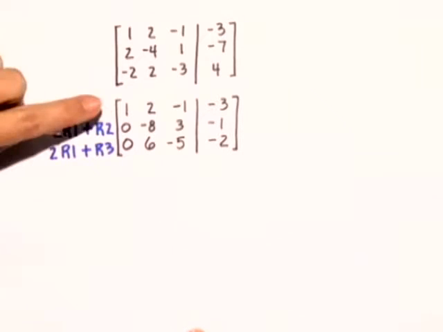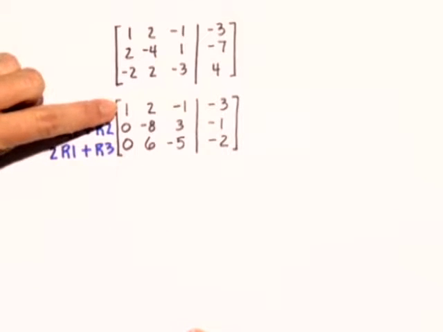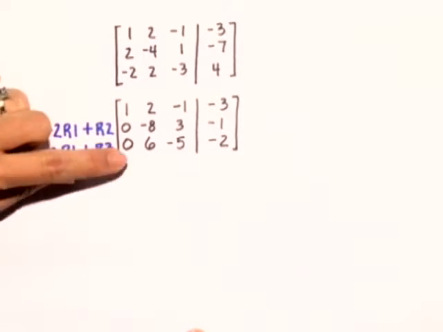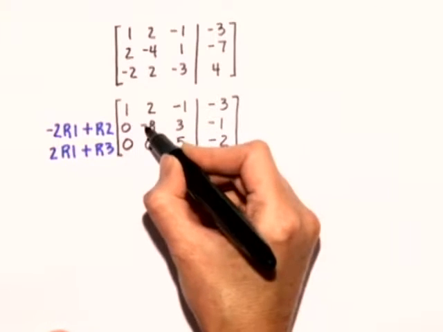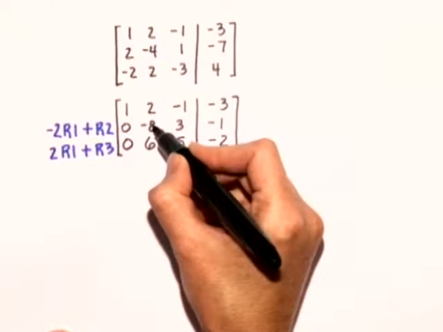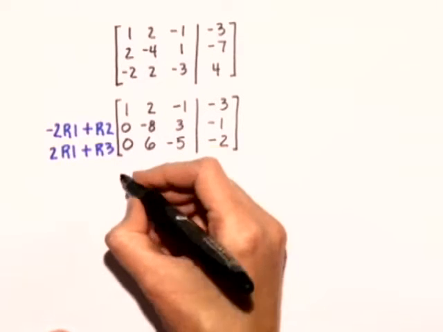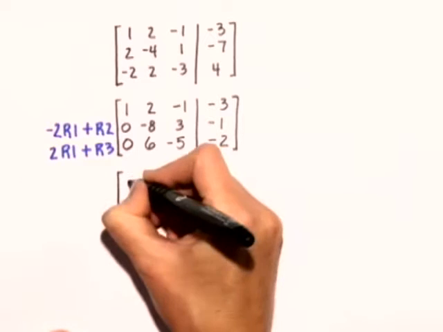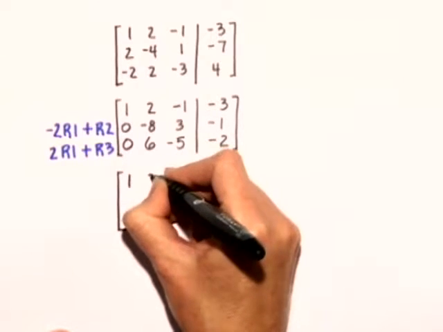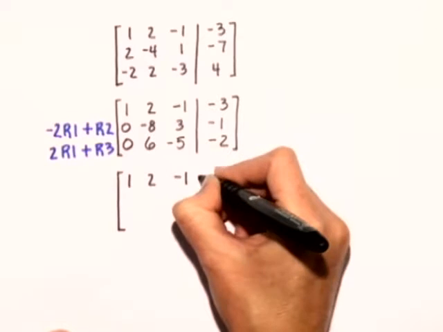So far we've gotten a 1 in row 1, column 1, followed by zeros underneath. Our next step, remember, is to go along this main diagonal where I have negative 8, and I want to change that into a 1. So we can use one of our 3 row operations. So I'm going to just rewrite row 1.